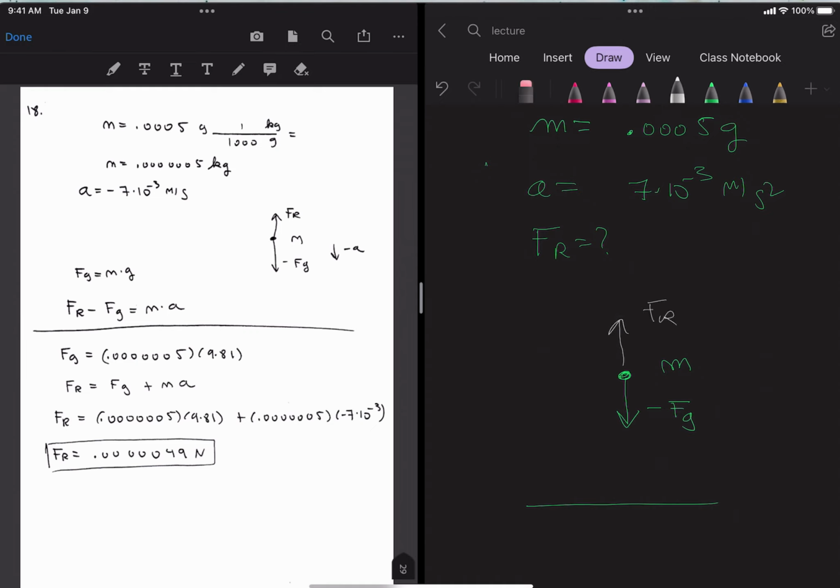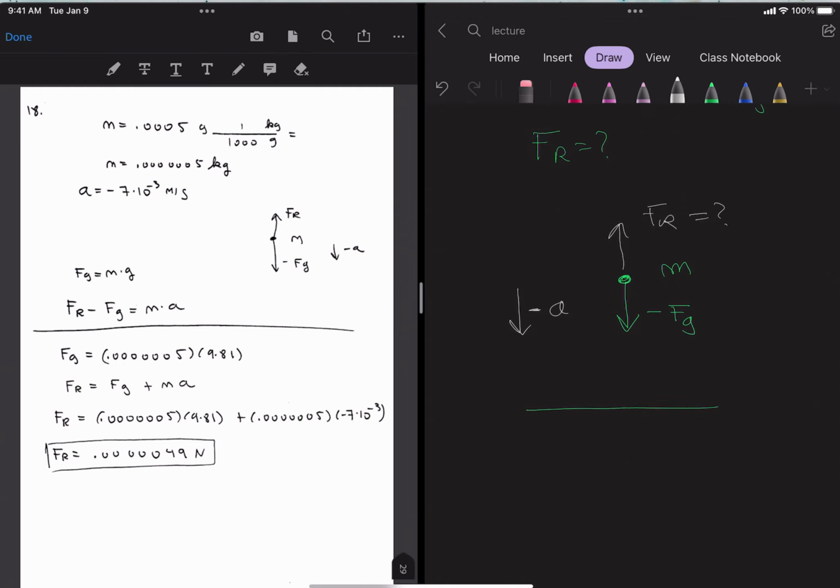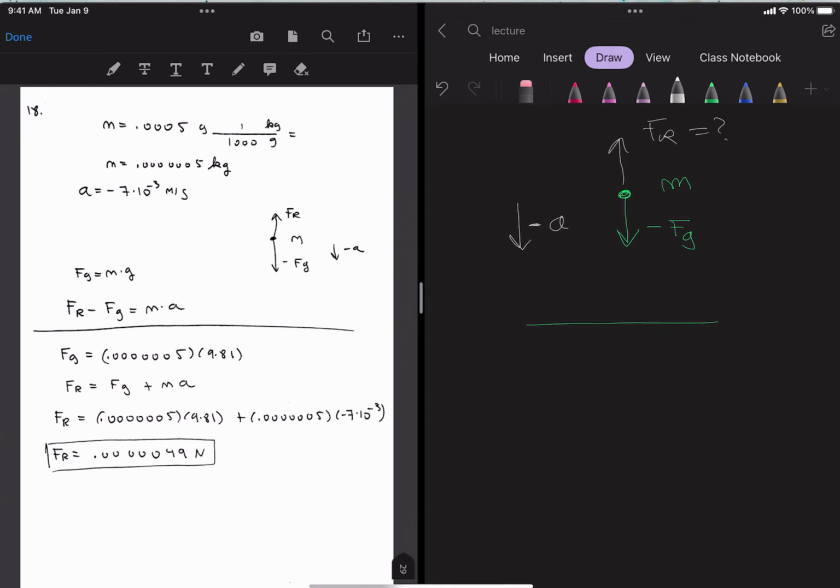And the feather is accelerating downwards at a rate of 7 times 10 to the minus 3. And again, since we know down is negative, a is going to be negative 7 times 10 to the minus 3. And we're trying to find air resistance. So first what we'll do is convert mass.